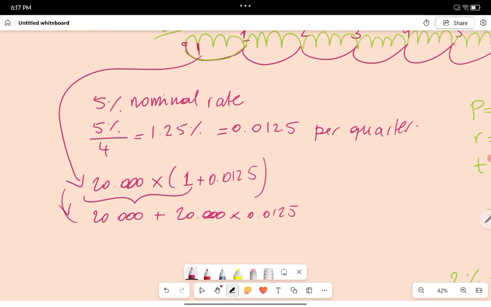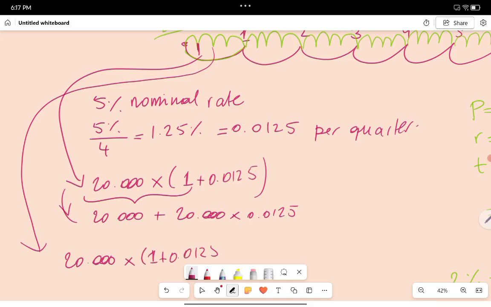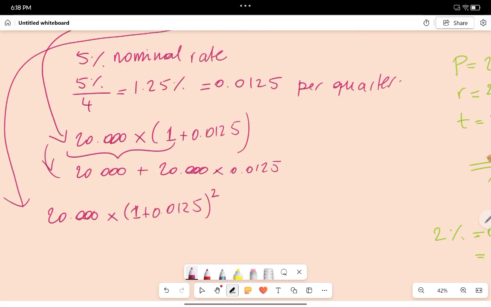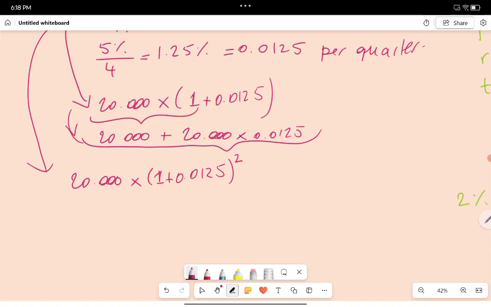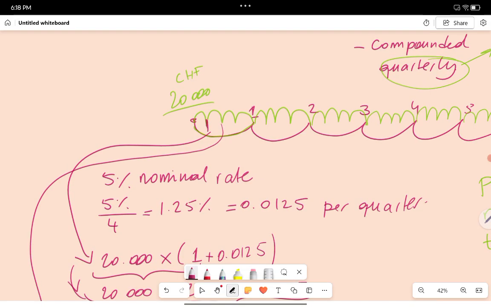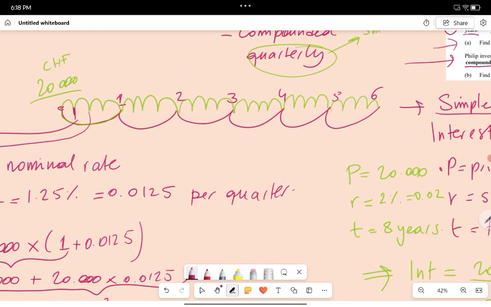Then, after a second quarter, we will have 20,000 times 1 plus 0.025 squared, because we're going to multiply this amount by, again, 1 plus 0.0125. So basically, this is after 2 quarters. And how many moments do we have? How many times are we going to recalculate it? Well, we have 6 years, but every year we're going to recalculate every quarter. So we have 4 times per year. So 4 times 6. Do you see?